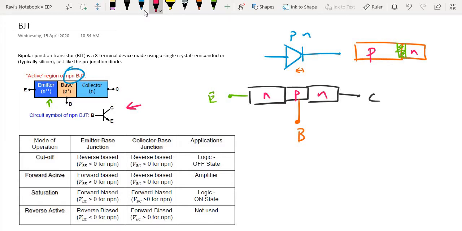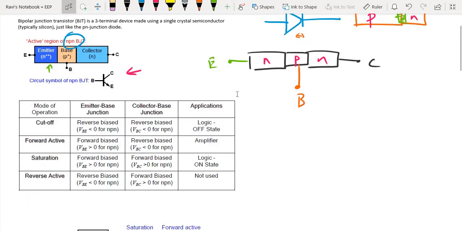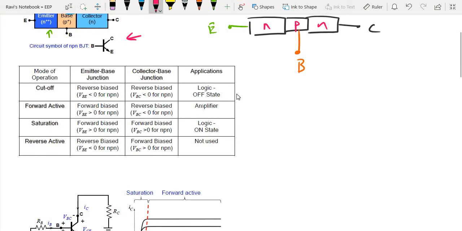The BJT can be operated in a few different ways. The one we are going to be focusing on in this video is the amplification mode, which is to look at how a transistor can actually be used to amplify signals. We also know that op amps can be used to provide amplification, and transistors are another device we can use to provide the kind of amplification that we want.